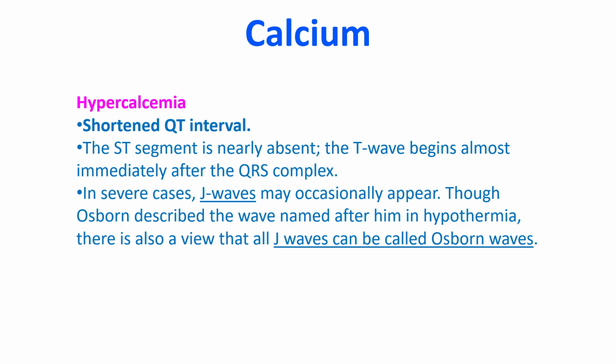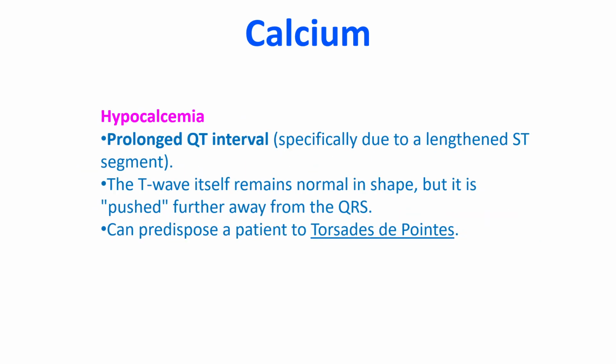Though Osborn described the wave named after him in hypothermia, there is also a view that all J waves can be called Osborn waves. In hypocalcemia, there is a prolonged QT interval, specifically due to a lengthened ST segment. The T wave itself remains normal in shape, but is pushed farther away from the QRS. It can rarely predispose a patient to torsades de pointes.